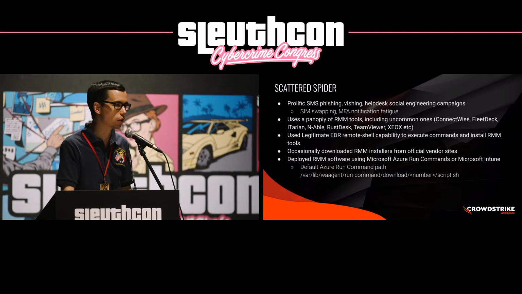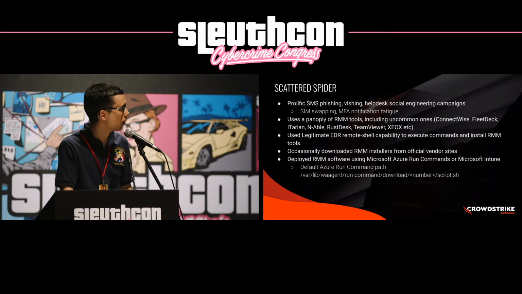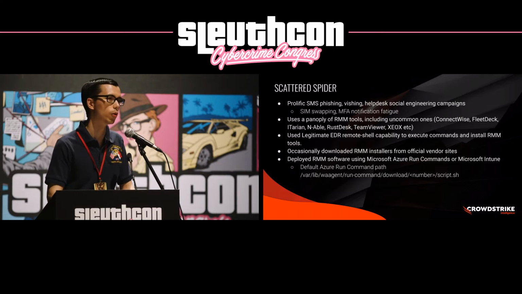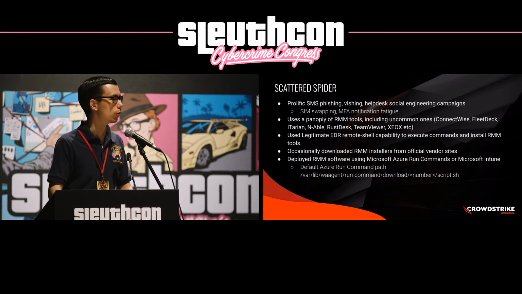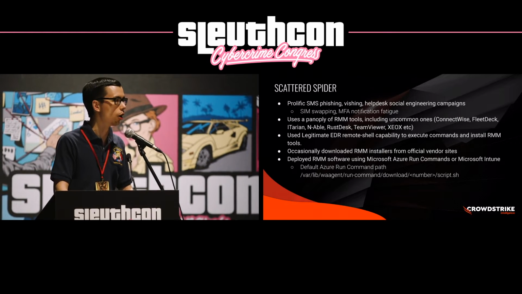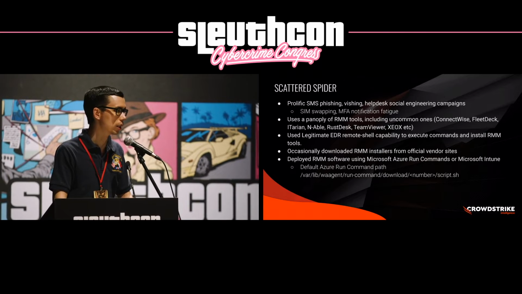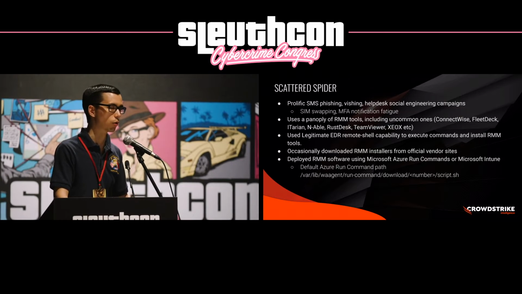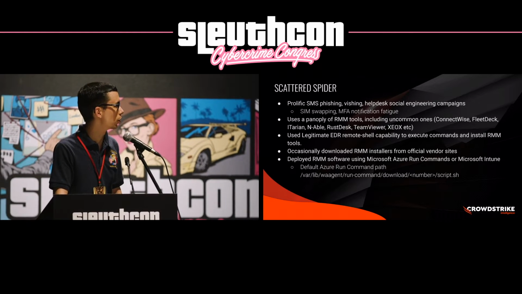Once they authenticate to your environment, they will frequently drop a panoply of RMM tools, including several more uncommon ones that I've listed there on that slide, as you see. One of the interesting ways that Scattered Spider deploys RMM tools is by compromising the admin panels for legitimate EDR tools. So they already have credentials. They authenticate to the EDR admin panel, and basically all EDR tools also offer native remote shell capability, so they can go run shell commands on whatever system they want to, and they run commands that, of course, install an RMM tool to give them additional access.